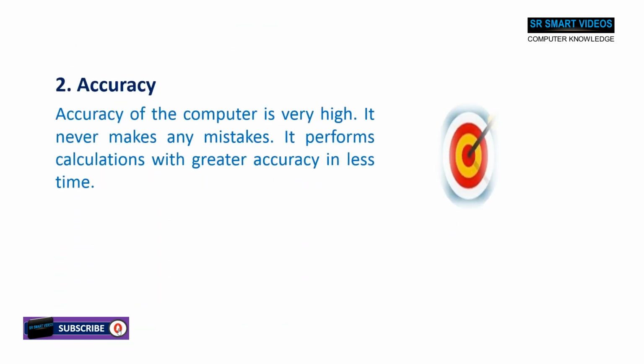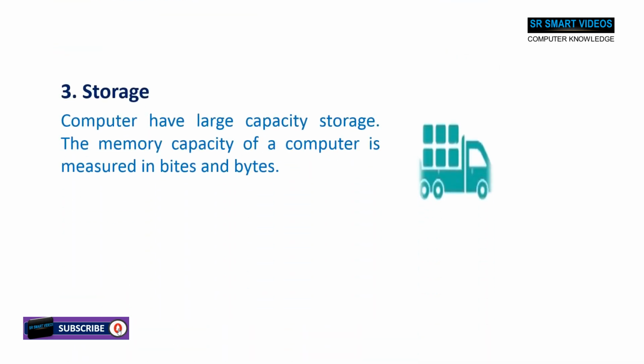Accuracy of the computer is very high. It never makes any mistakes. It performs calculations with greater accuracy in less time. Computers have large capacity storage. The memory capacity of a computer is measured in bits and bytes.